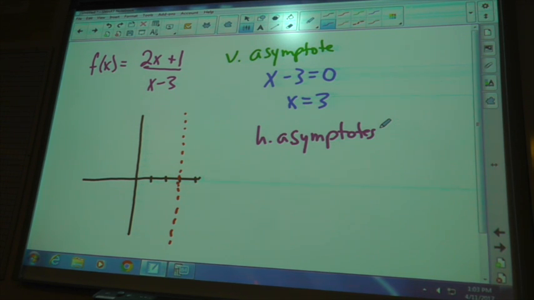So I haven't given you guys any formulas yet, right? But you know what a horizontal asymptote looks like, right? If you know what it looks like, is there some way to make a graph? Well, I just told you to make a graph, right?